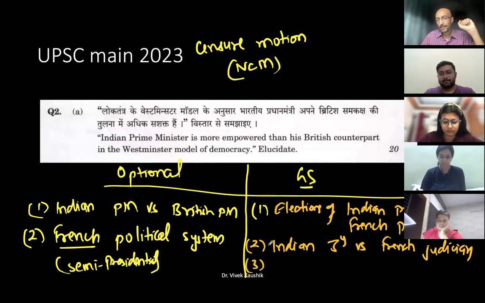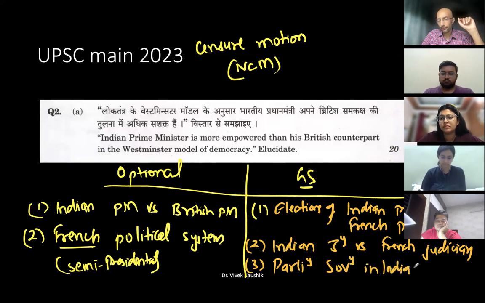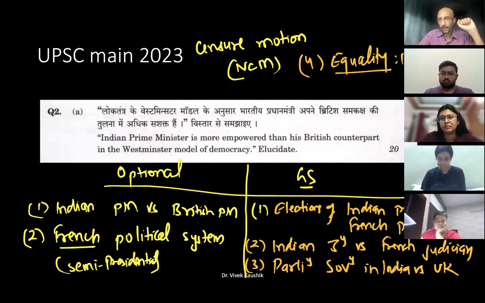Third question UPSC has asked, the concept of parliamentary sovereignty in India versus in UK, in Britain. This has been asked by UPSC. Fourth question is the concept of equality in India and France, right? Versus US.